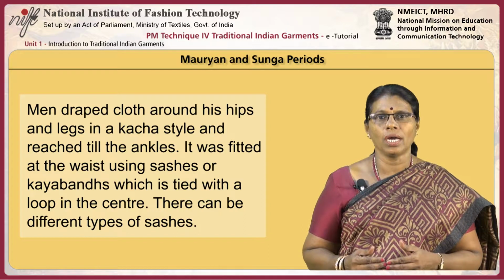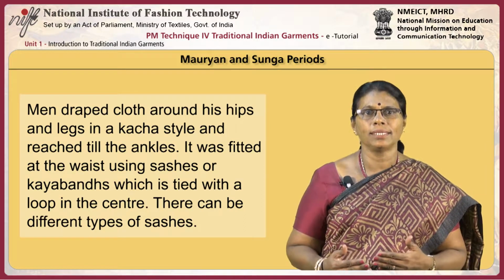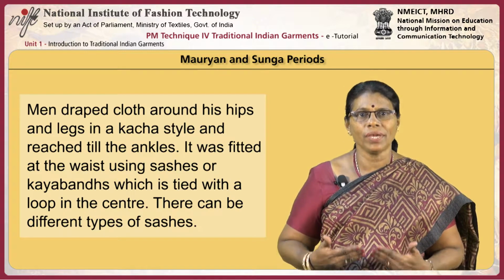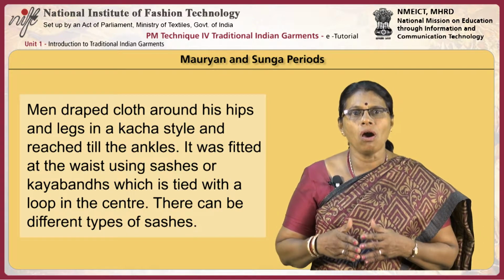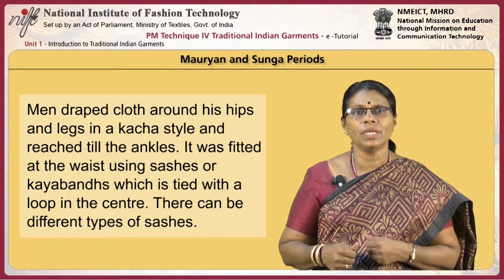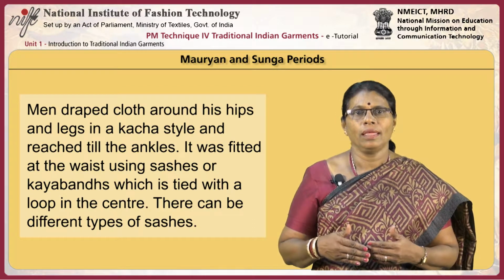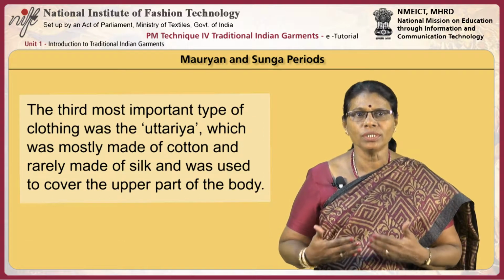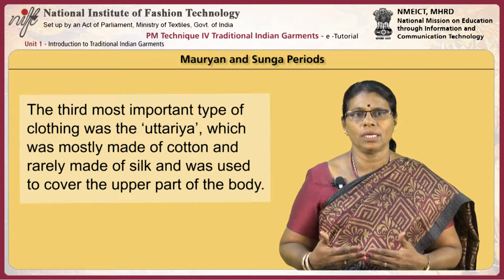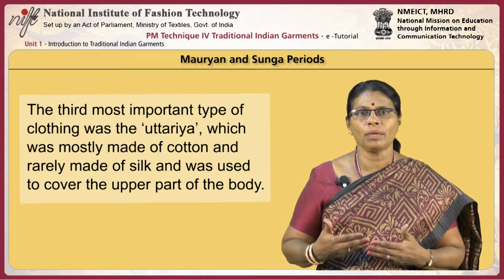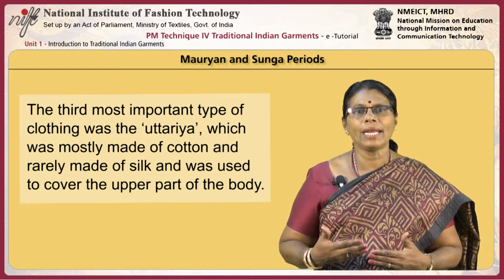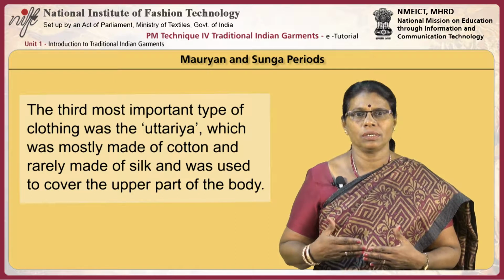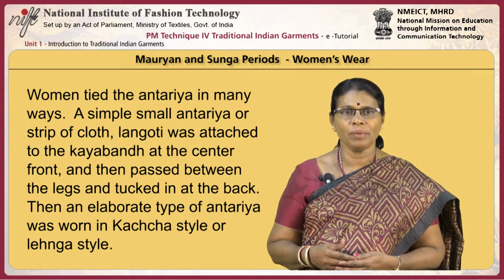Men draped cloth around the hips and legs in a kacha style and reached till the ankle. It was fitted at the waist using a sash or kayabandh, which is tied with a loop in the center. There can be different types of sashes. The third most important type of clothing was the uttariya, which was mostly made of cotton and rarely of silk and was used to cover the upper part of the body. Women tied the attire in many ways.